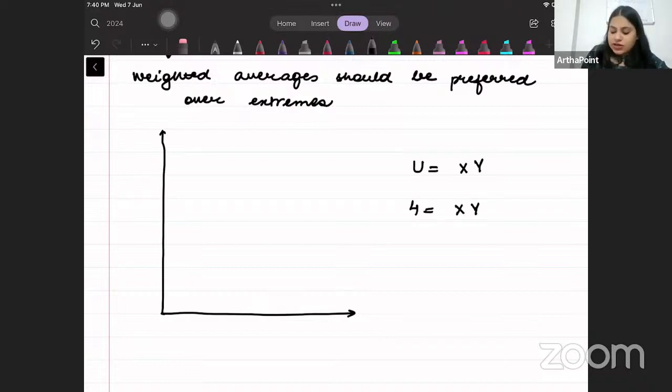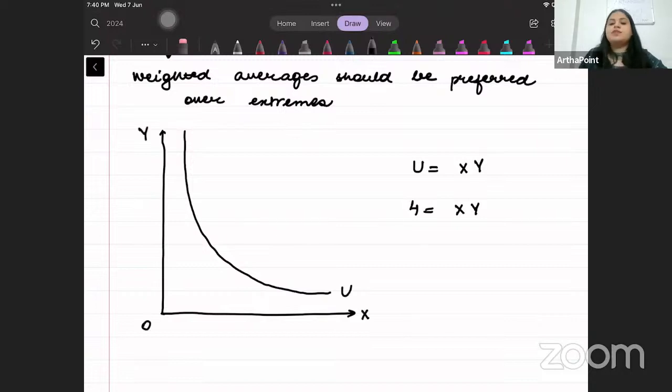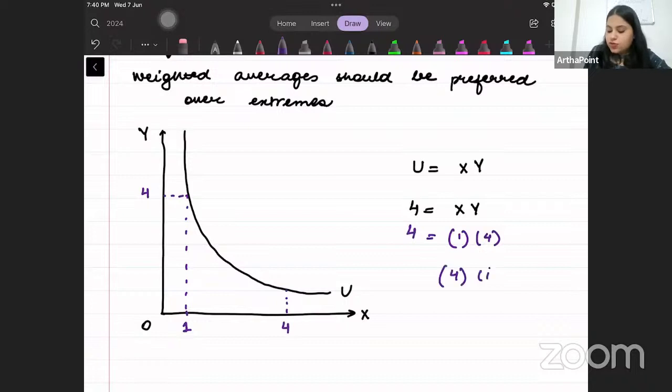Now, if you start plotting this, as we saw in the last class, it will come down like this, beta. Here will be x and here will be y. Different bundles should give you 4 as the utility. So you can have x as 1 and y as 4, which gives a utility of 4. Or you can have x as 4 and y as 1, and that will also give you a utility of 4.